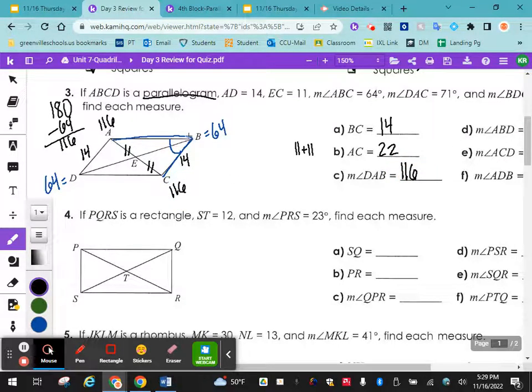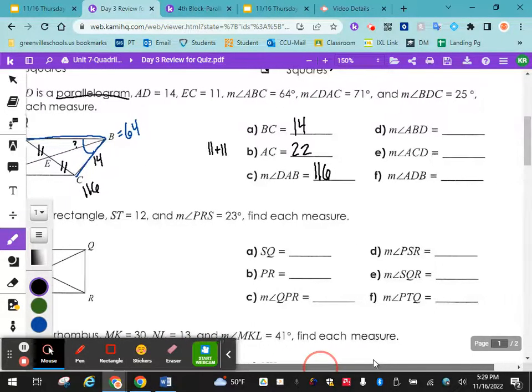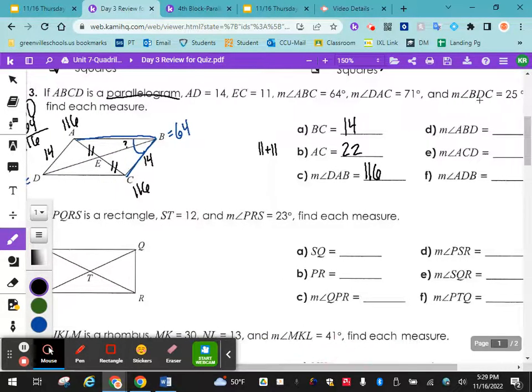ABD is this part of the angle 64, and we need more information for that. Well, BDC is 25. So if BDC is 25, this angle is also 25 because these are alternate interior angles. It's also 25.